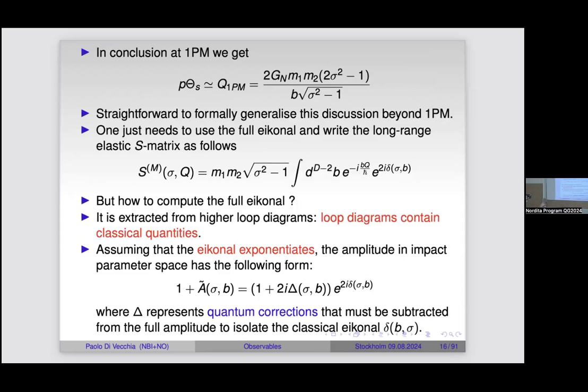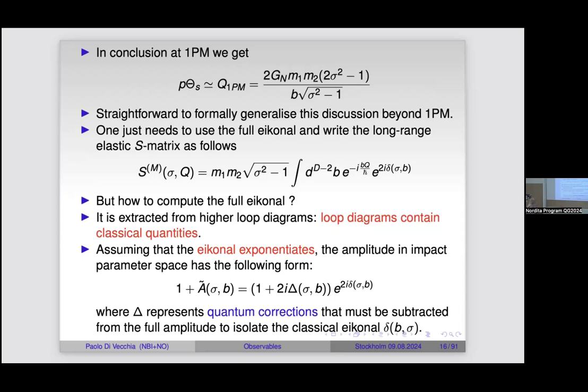Now, in conclusion, this is the momentum transfer in the classical expression, and it's straightforward to generalize. One needs this expression, and you can put in the complete eikonal. But how do you compute this eikonal?